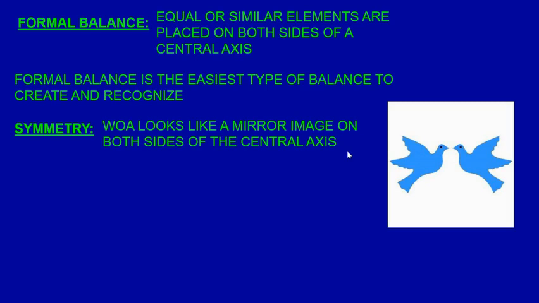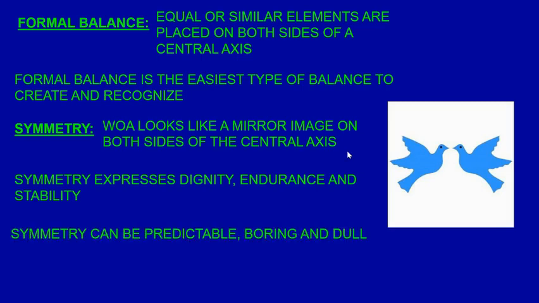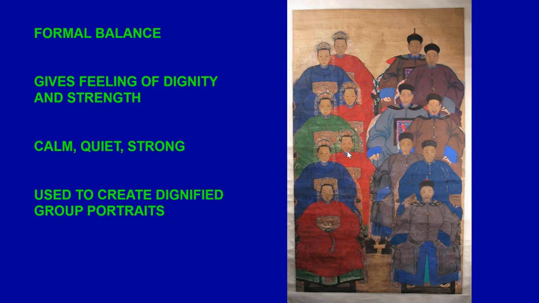So with symmetry, a work of art looks like a mirror image on both sides of the central axis. Symmetry expresses dignity, endurance, and stability. But symmetry can also be predictable, boring, and dull. That's certainly my interpretation, or my bias, on symmetry. It's very predictable when you look at it. So when you have formal balance, it gives a feeling of dignity and strength.